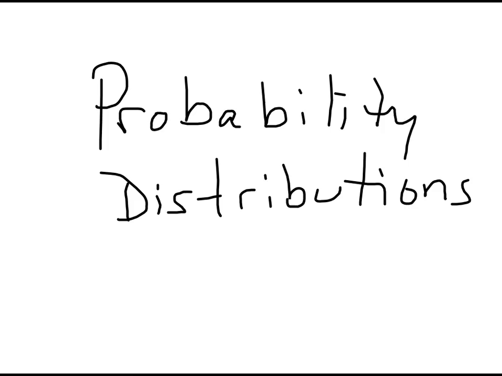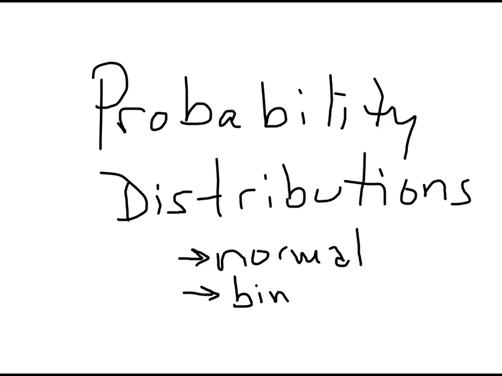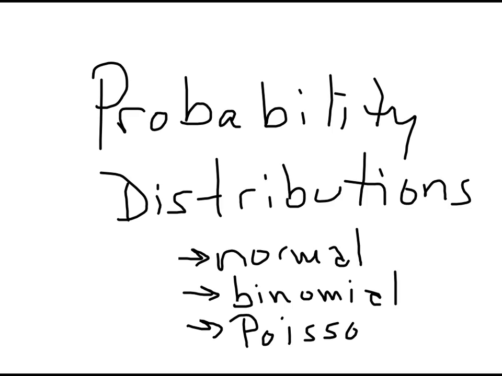So there's three kinds of probability distributions that we're going to talk about tonight. We're going to talk about a normal probability distribution. These are the most common that you probably have seen in the past. We're also going to talk about binomial probability distributions, and something called Poisson probability distributions. Before we can get into this, we need to talk about something called a random variable.